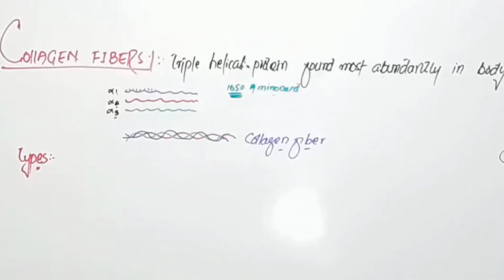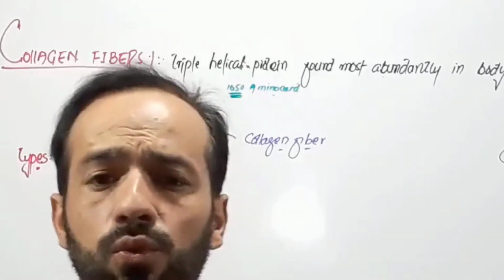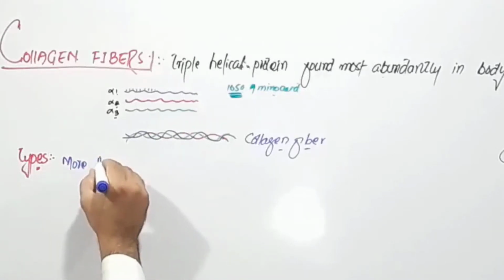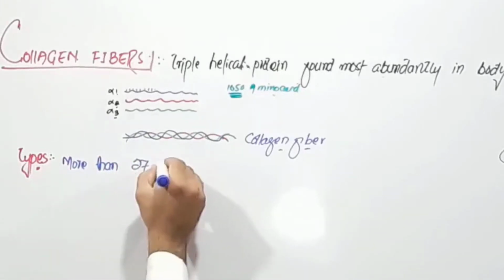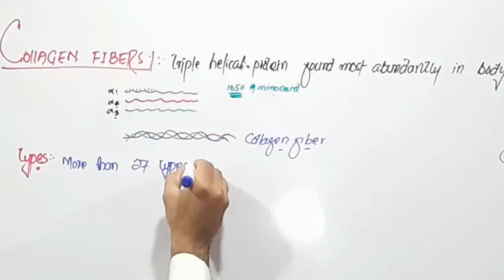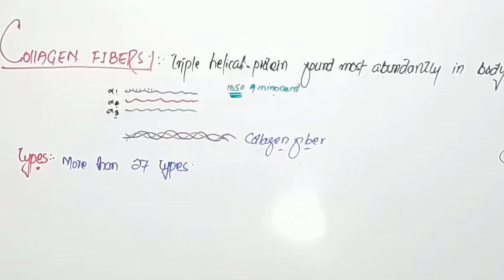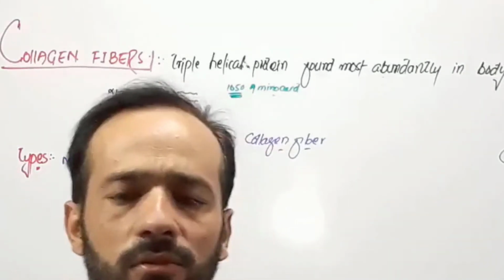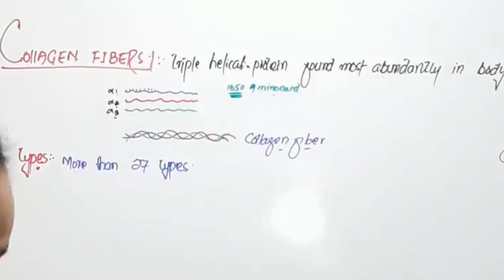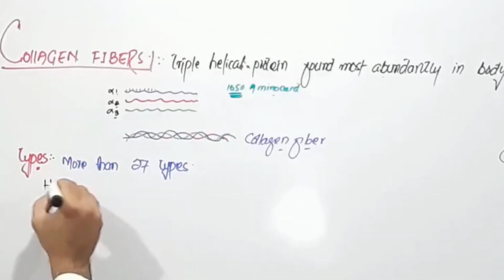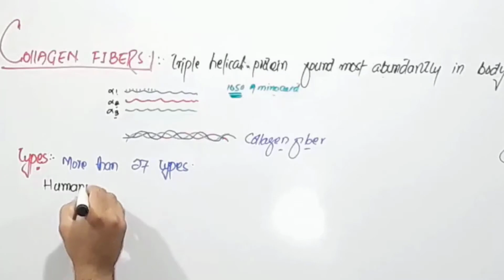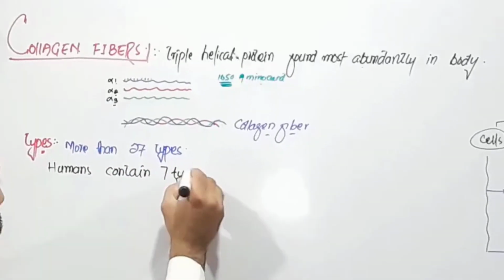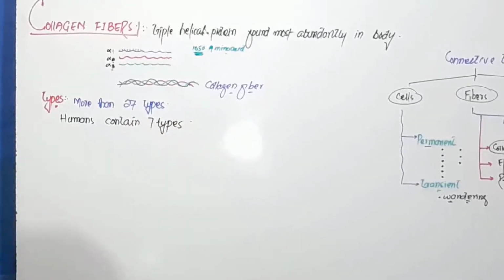Types of collagen fiber. So friends, there are more than 27 types of collagen fibers, but in our body, in humans, about 7 types or 6 types of collagens are found. So I will write here: humans contain 7 types of collagen fibers, and I will write the detail here.